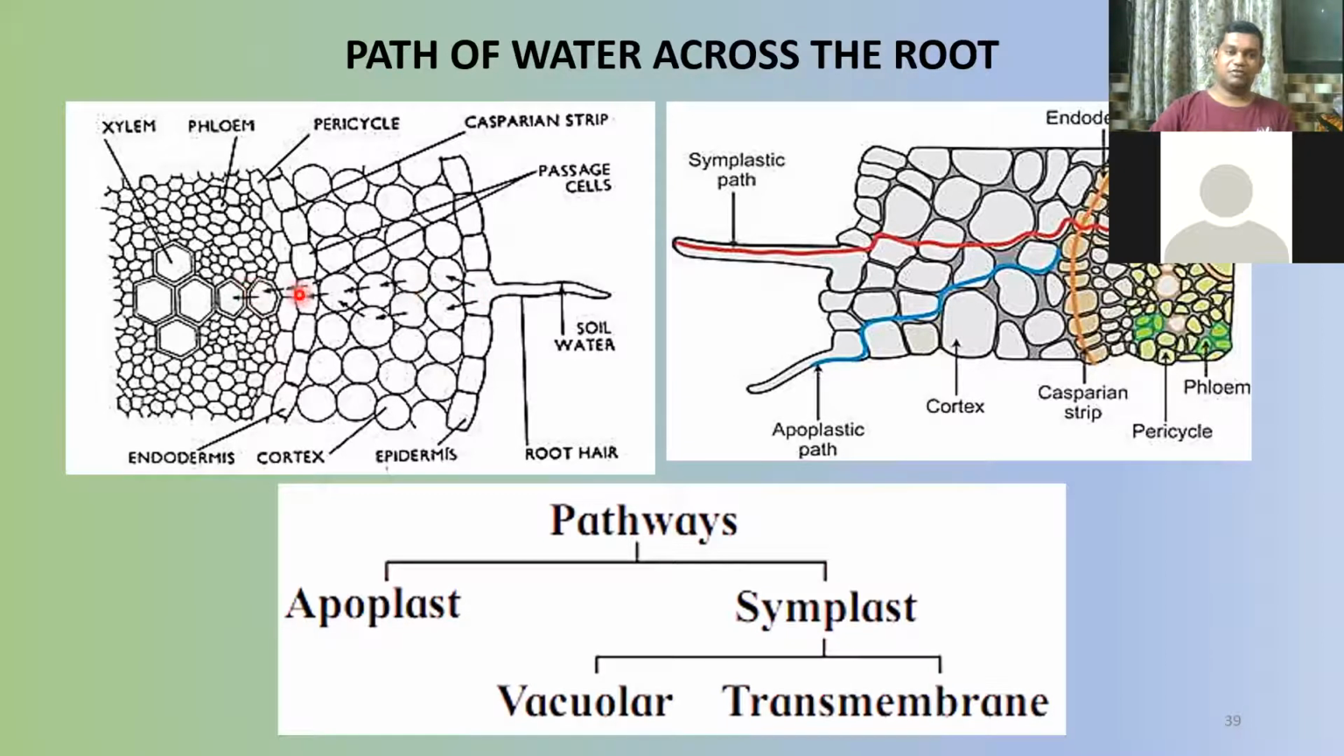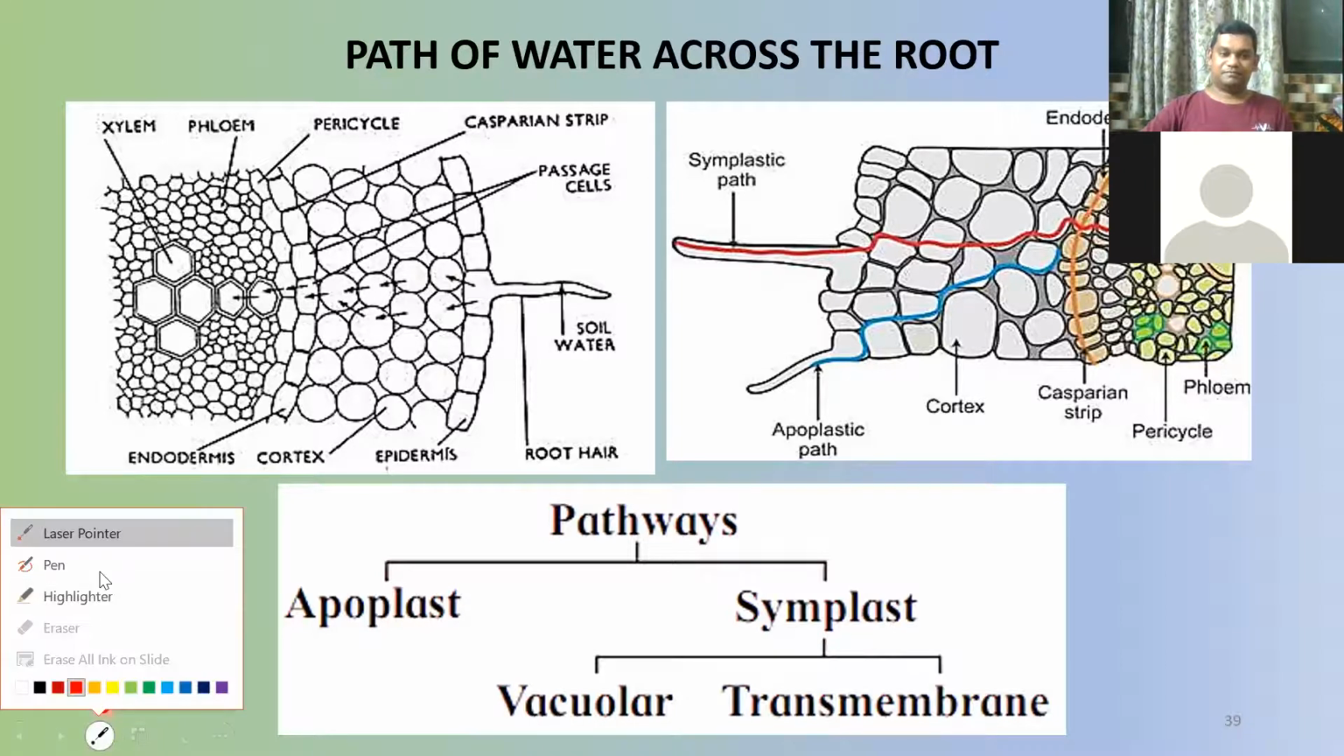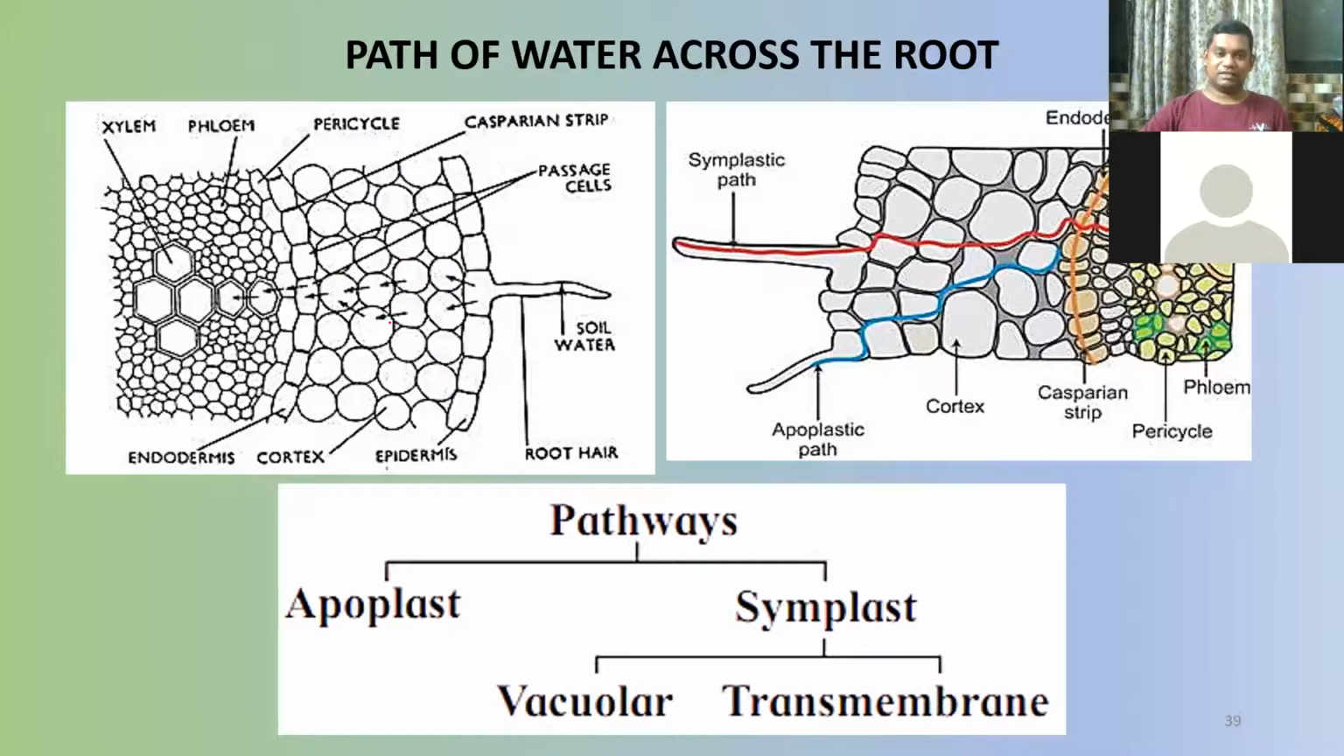Correct. The water must go only to the xylem. Phloem is not involved in water conduction. Phloem tissue is not involved in water conduction, only in the conduction of solutes. Correct. The soil water that enters here must go only to the xylem tissue here.